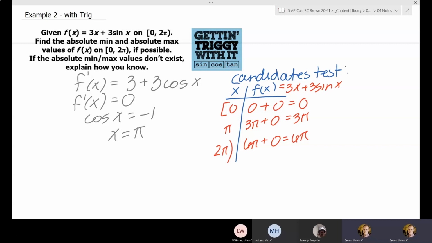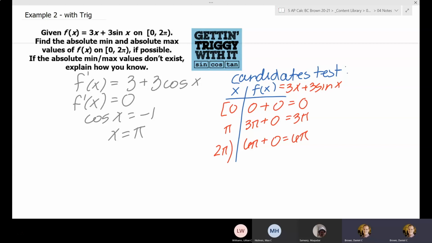So I found the derivative. The derivative of 3x plus 3 sine of x just becomes 3 plus 3 cosine of x. Set that equal to 0. Don't need to worry about when it's undefined because there are no denominators here. So I see the only critical point on that interval is pi.